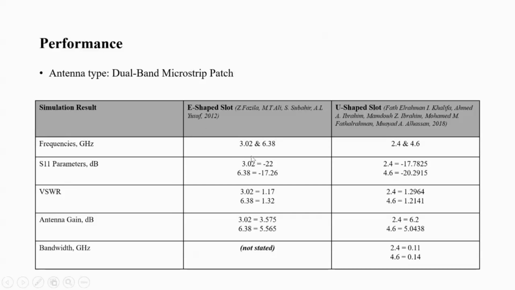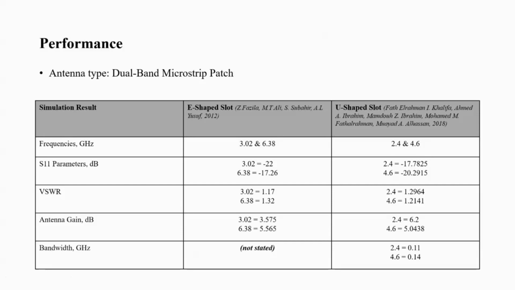Okay, the frequencies for the E-shape slot are 3.02 and 6.35 GHz. The S11 parameters for each slot shape are negative 22.72 and negative 30.70, with VSWR around 1.70 and 1.32. Antenna gain is 3.575 and 5.565, and bandwidth wasn't stated in the article given by the lecturer. And the comparison in the frequency is very high.